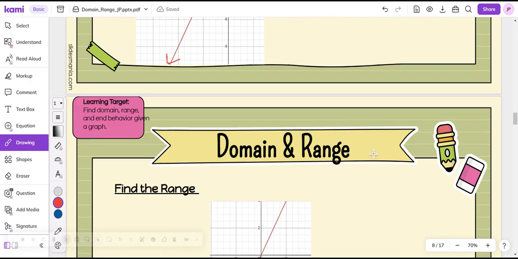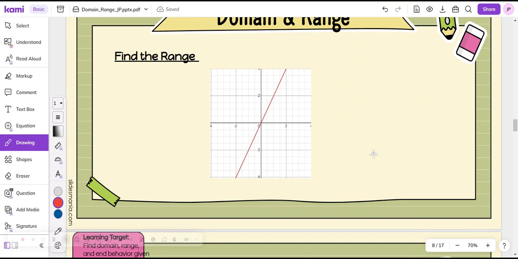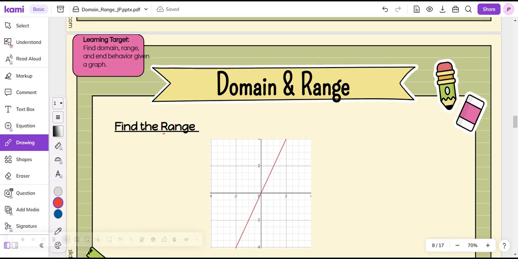All right, my next few slides are range. So we're looking at how low to how high. So now we're doing range. So we're going to go low to high.